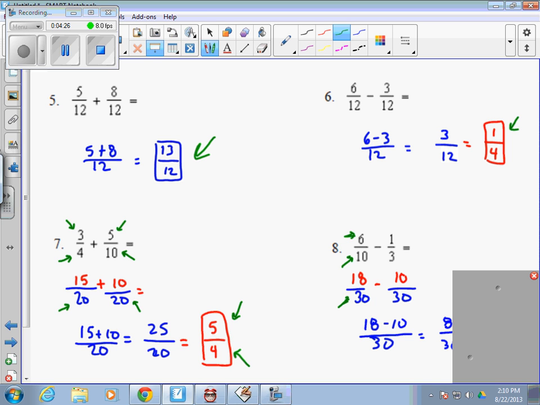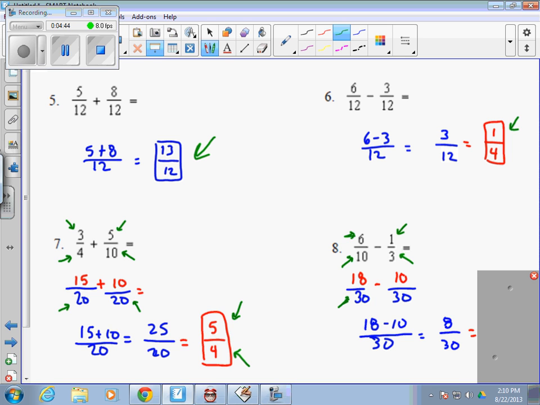Do the same thing with this side. What do I multiply 3 by to get 30? 10. So multiply the 1 by the same 10. 1 times 10 is 10. So we have 18 over 30 minus 10 over 30. Keep that common denominator 30 and subtract 18 minus 10 to get 8 over 30.